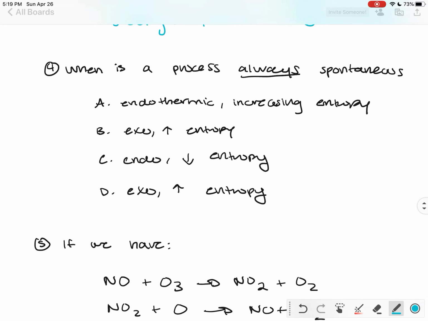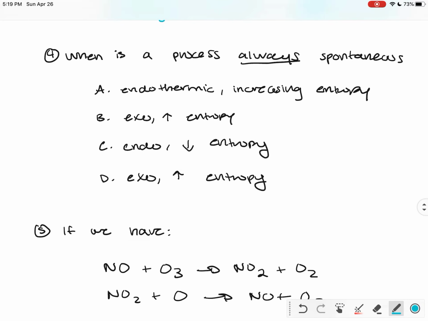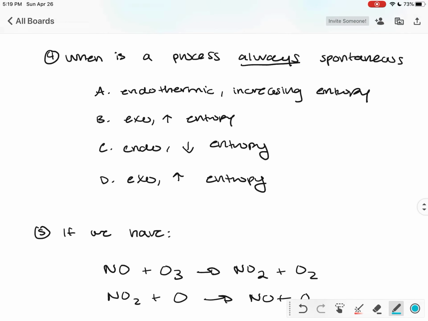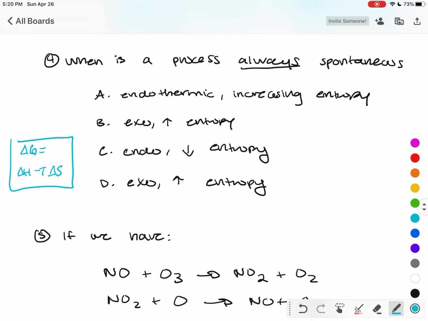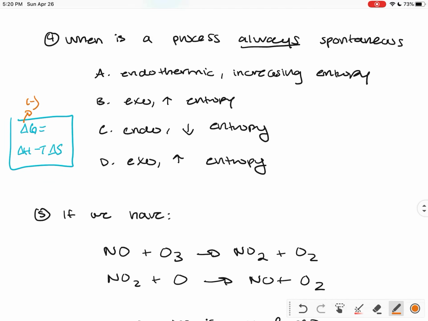Okay. So the next question is, when is a process always spontaneous? We have to remember that delta G equals delta H minus T delta S, right? That's our Gibbs free energy equation. And we also need to remember that things are spontaneous when delta G is negative. So now we need to think, when is something always going to be negative?